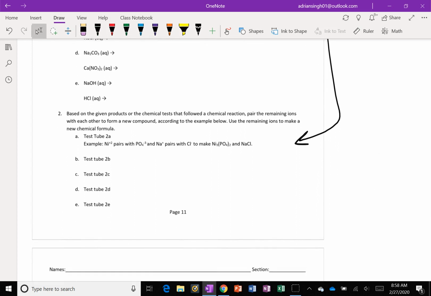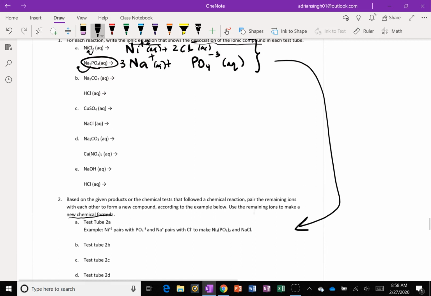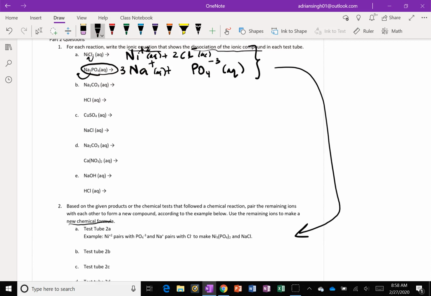It says based on the products of the chemical test, pair the remaining ions with each other to form a new compound, and use the remaining ions to make a new chemical formula. So in the case of our example above, originally we had the sodium and the phosphate paired together. Now they break apart individually. We had the nickel chloride paired together. Now they break apart. So all we're doing is we're going to swap these cations and anions.